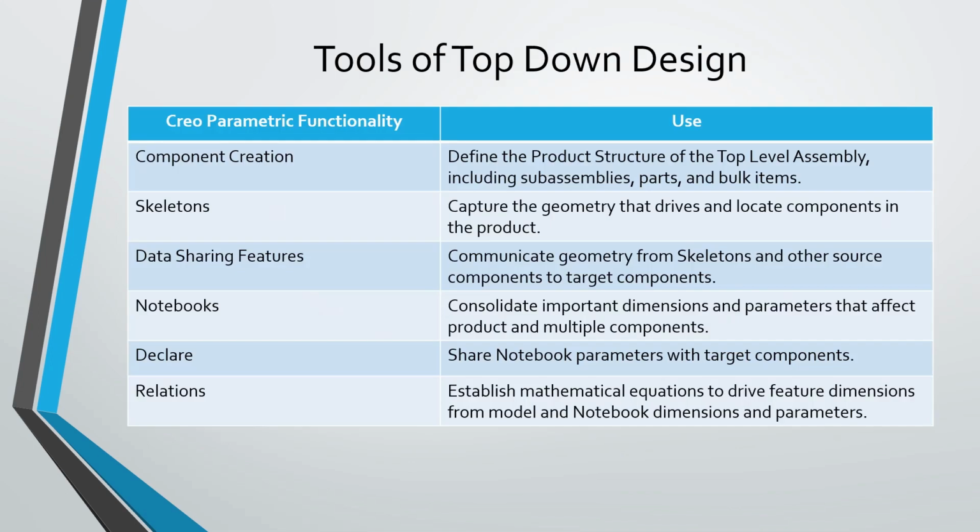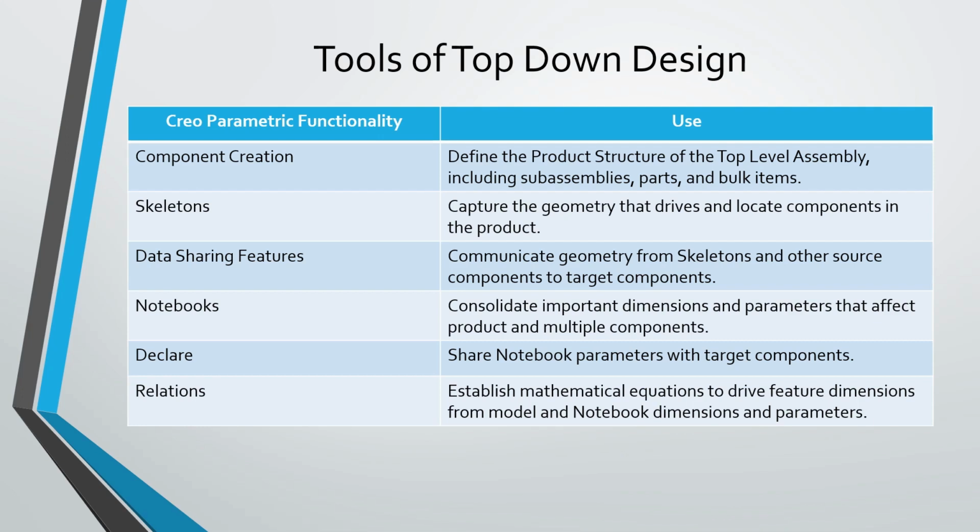So let's talk about some of the different functionality that you have in Creo Parametric for implementing this. There are the component creation commands, which allow you to define the product structure. So you can create your sub-assemblies, your parts, and even bulk items. And bulk items represent components that you're not going to design geometry for, but you want to account for in your bill of materials. Those can include things like paint or different lubricants. Anything that you don't physically want to model, you can do with a bulk item.